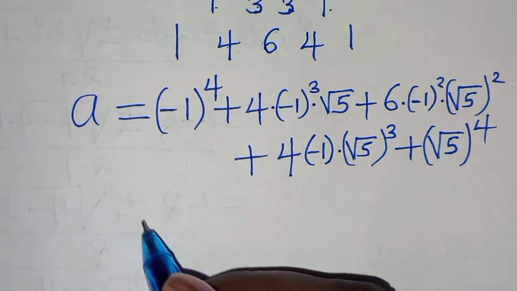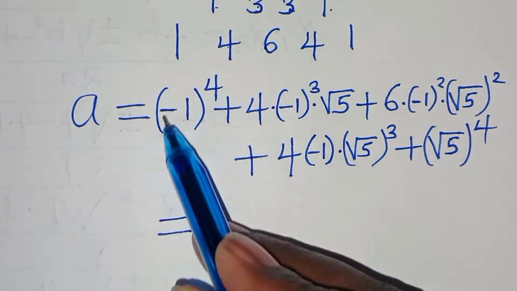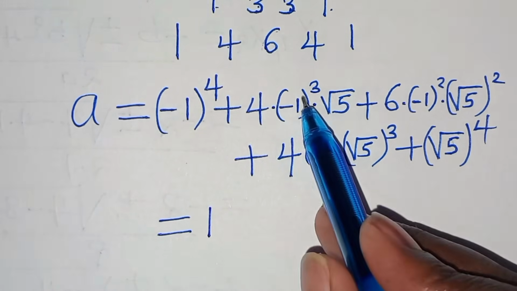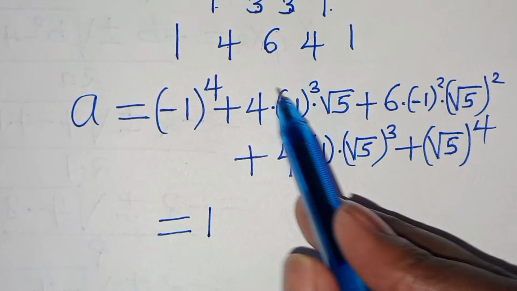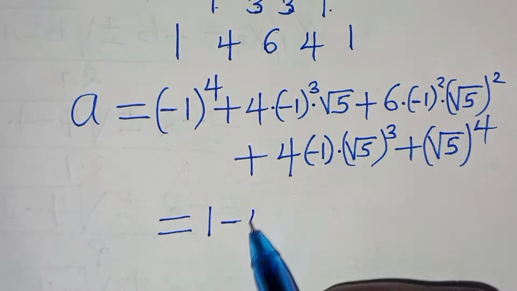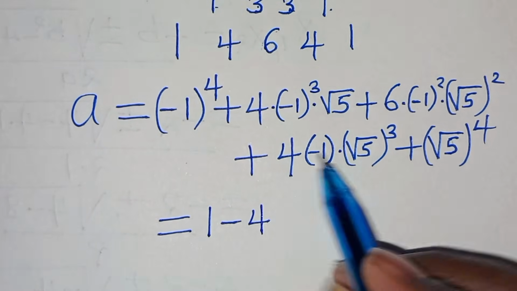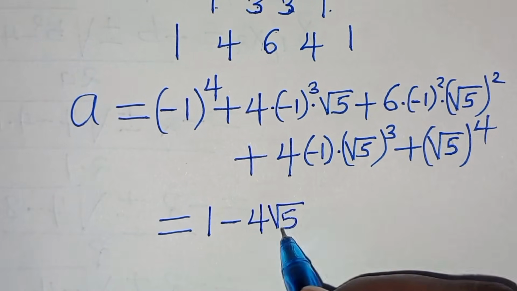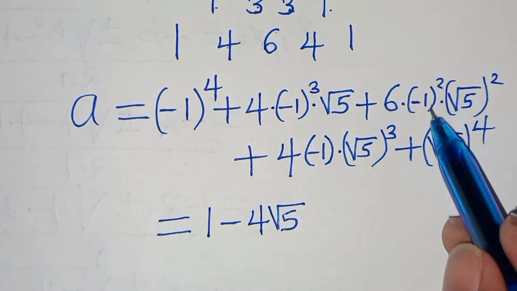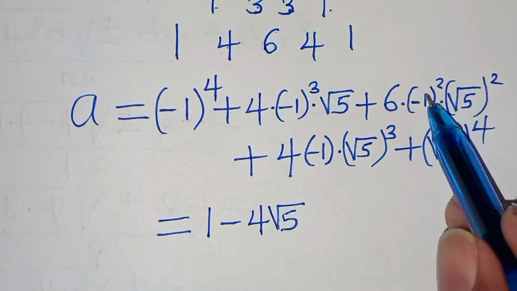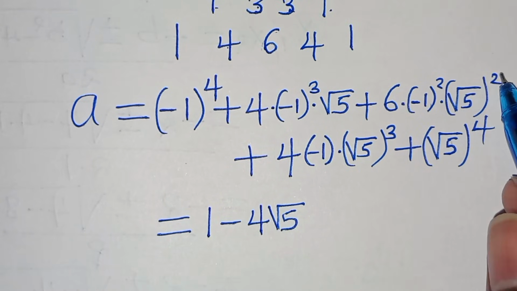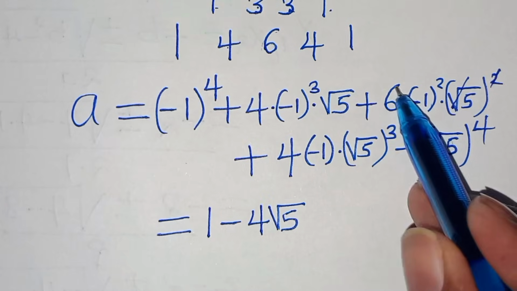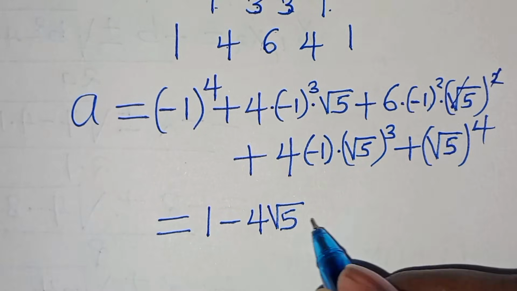So this implies that this is equal to minus 1 to the power of 4, this is 1. Then we have minus 1 to the power of 3, this is minus 1 times 4. So this is minus 4 multiplied by square root of 5. So we have minus 4 square root of 5. Then we have minus 1 squared, this is 1. Then square root of 5 to the power of 2, this eliminates the square root sign here. So we have 6 times 5, so we have plus 30.